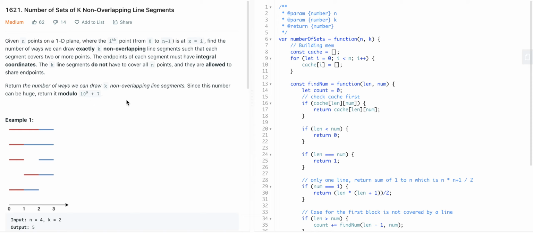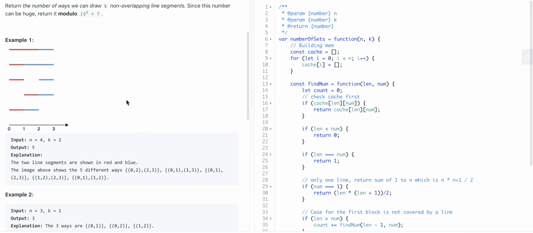Okay, so let's take a look at the example, with n equal to 4 and k equal to 2. That means there are 4 points, 0 to 3, and 2 lines that we need to draw. From this one, you can see that you can draw lines with lengths 2 and 1, 1 and 2, 1 and 1, and this is 1 and 1, and we can have space.